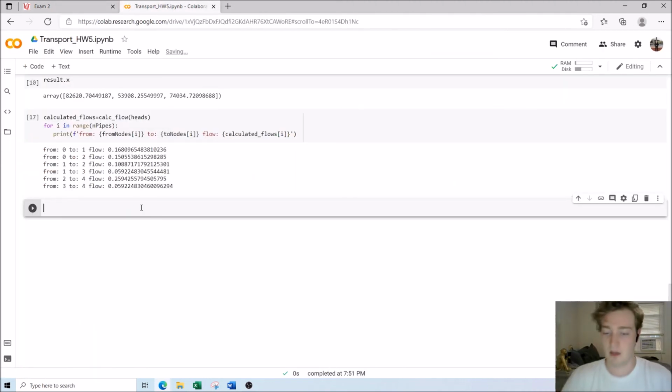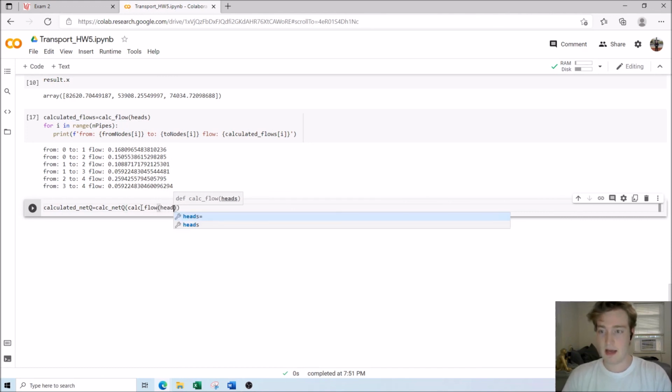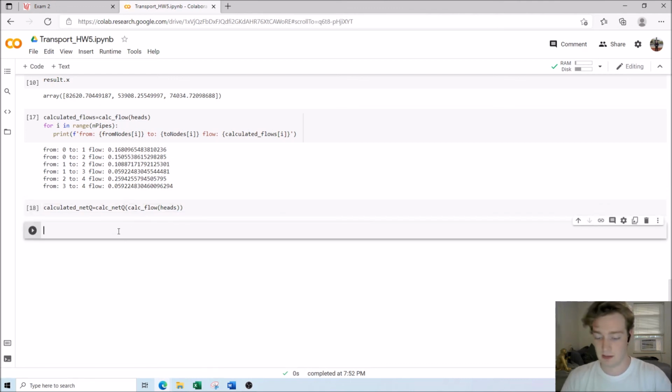So what's next? We want the net flow. We're going to display the pressure as well, just to make it a little more holistic. So we want to find the calculated net flows. So calculated net Q. And again, we have a function for this. So calc net Q of calc flow of the heads again. Bada bing, bada boom. If we look at that, so calculated net Q, let's take a look.